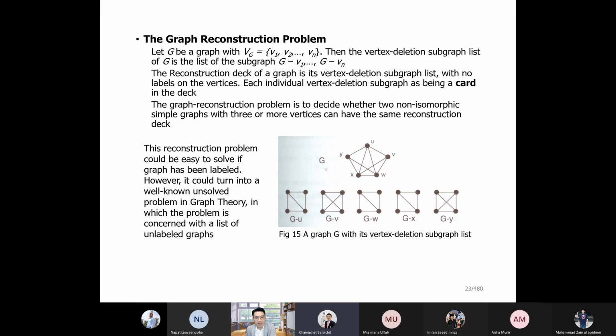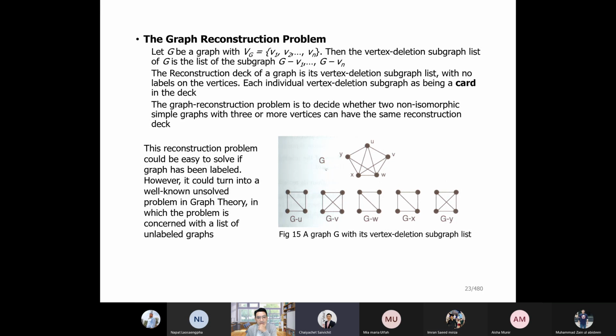For example, if we have a graph G, the reconstruction problem could be easy to solve if the graph has been deleted. If you remove a certain node out of this graph, what would be the remaining graph, the outcome after this deletion? Are you okay with this one? This is the vertex-deleted subgraph list. If you remove a certain node.